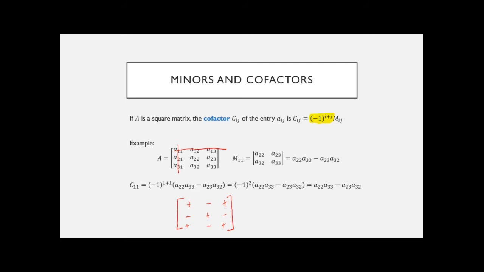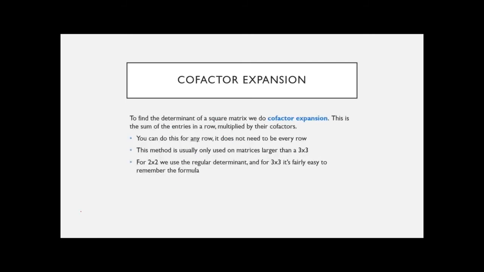So that's just terminology. And what this brings us to is something called Cofactor Expansion. And that is the process of finding the determinant for things that are bigger than 2 by 2. So that is called Cofactor Expansion. And the key here is that it is the sum of the entries in a row multiplied by their cofactors, essentially. So to find the determinant of a square matrix, the cofactor expansion is the sum of the entries in a row multiplied by cofactors. You can do this for any row.